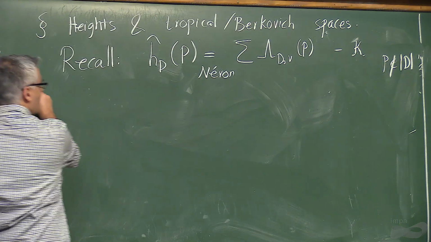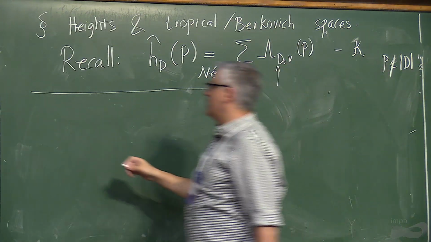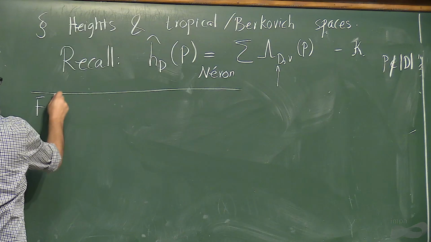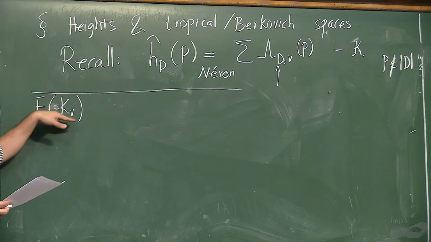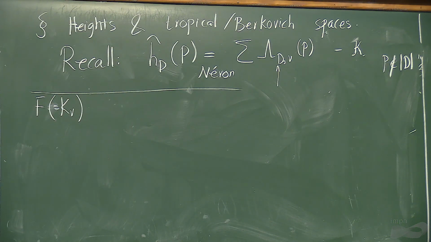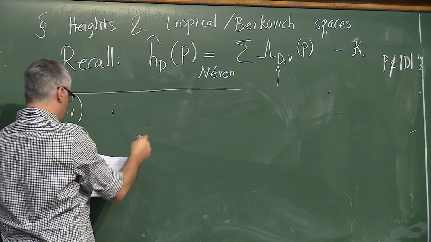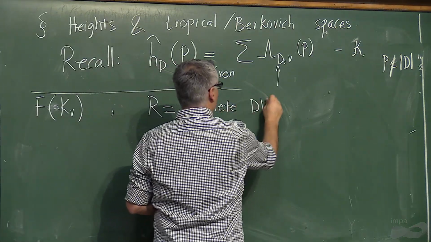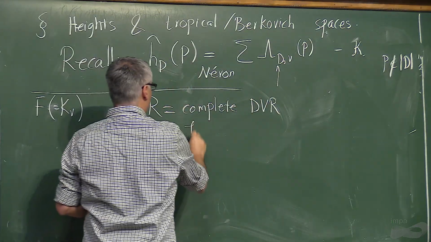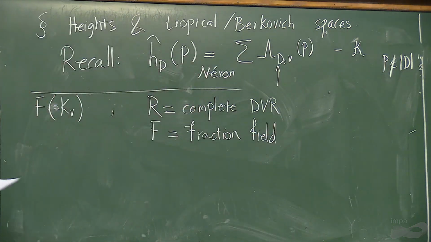So for the next few minutes, I want to fix a place. So I want to have a field which is supposed to be my completion. And the Berkovich space that I will work with will be over the completion of the algebraic closure of this. But I want to compute heights over F. I will state the result a little bit more general looking. So R is a complete DVR, and then F is the fraction field. But this is really the example I have in mind.